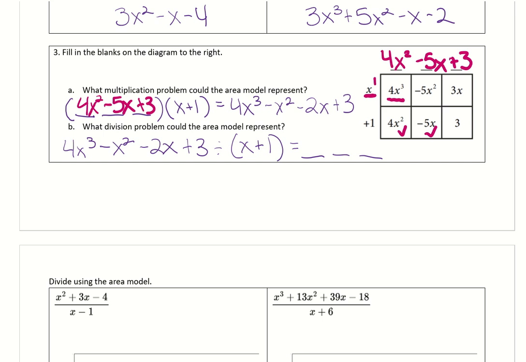That's the multiplication that was happening. Same thing with the division. When we divide by one side, we get the other side. 4x squared minus 5x plus 3.